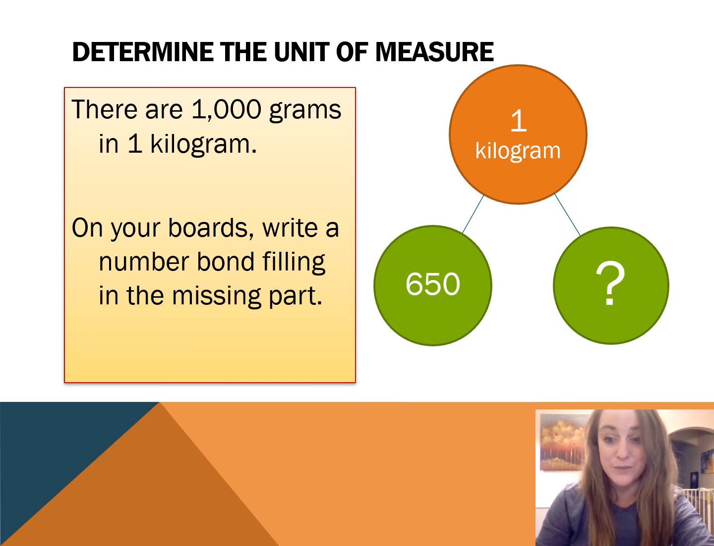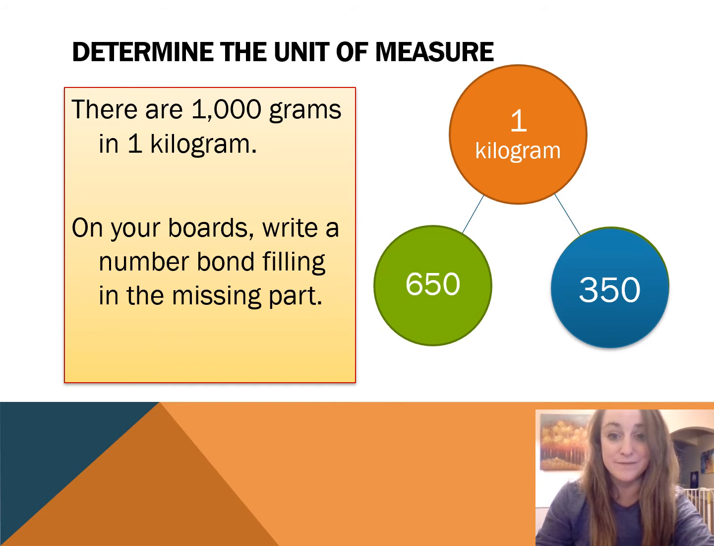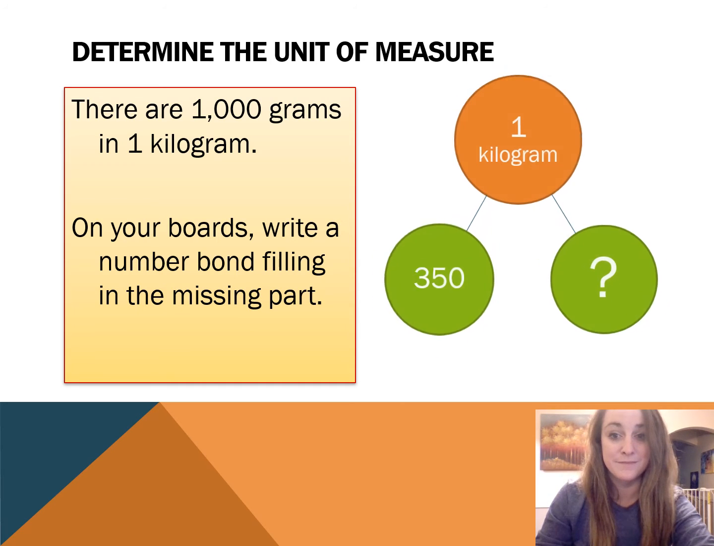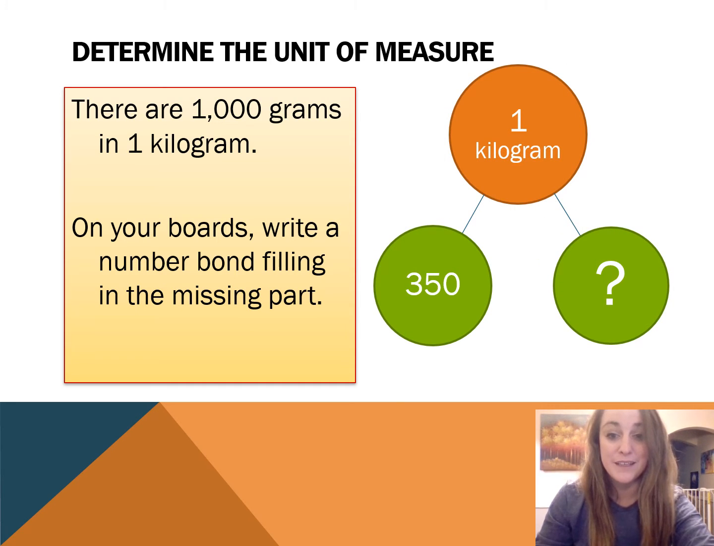Here we have 650. What is our missing part? 350. 650 plus 350 will equal 1,000, which is the same as 1 kilogram. Write the missing part. We have 350 as our known part. What will be your missing part? 650. 350 plus 650 will equal 1,000.